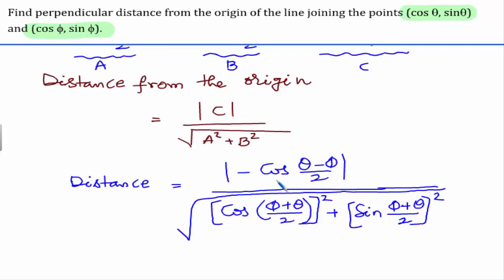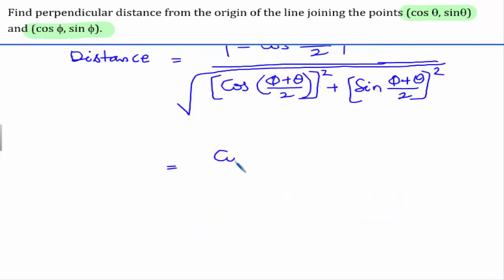If we observe, this is a modulus, so therefore we get cos theta minus phi by 2. And in the denominator, this is in the form of cos square theta plus sin square theta, which is 1. So the distance is cos theta minus phi by 2.